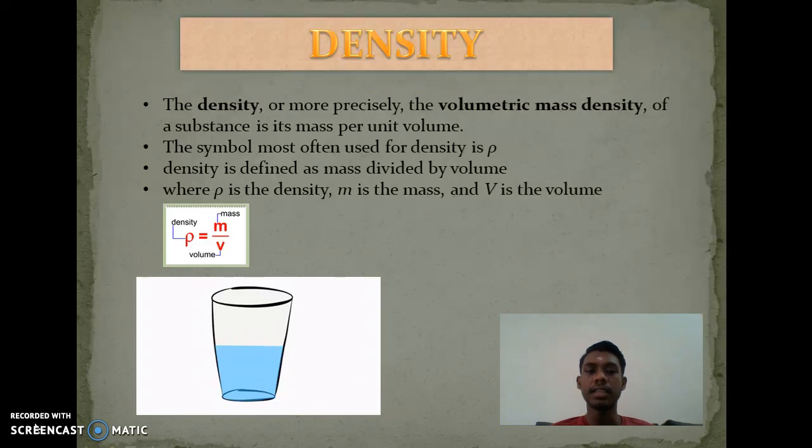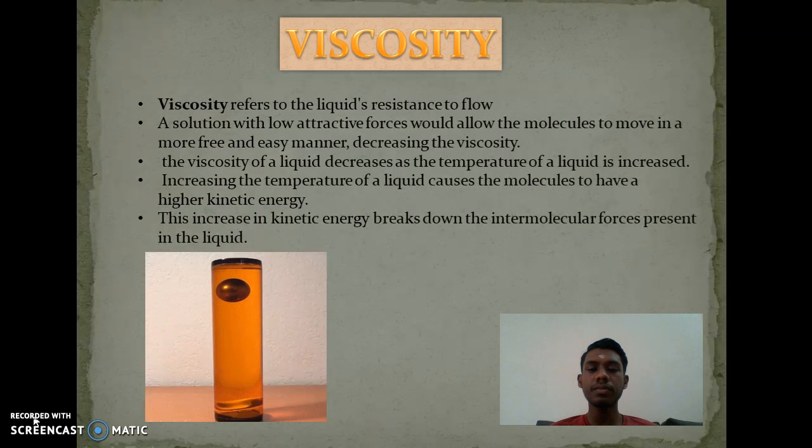First is density. The density, or more precisely the volumetric mass density, of a substance is mass per unit volume. The symbol most often used for density is ρ. The density is defined as mass divided by volume, where ρ is density, m is mass, and V is the volume. ρ is equal to m over V.